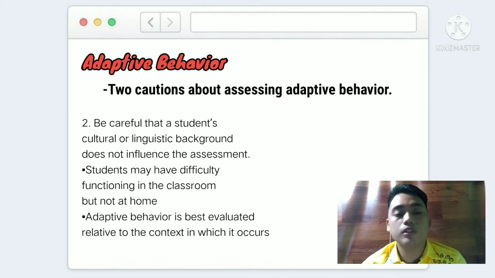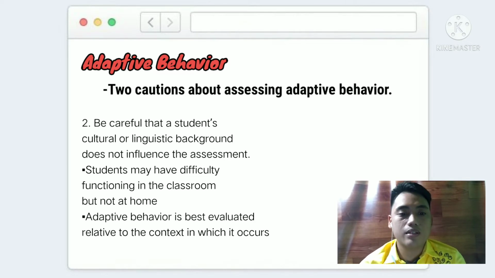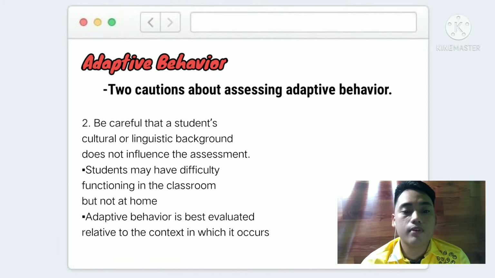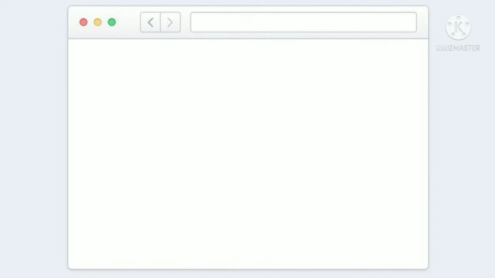2. Be careful that a student's cultural or linguistic background does not influence the assessment. First, students may have difficulty functioning in the classroom but not at home. Lastly, adaptive behavior is best evaluated relative to the context in which it occurs.